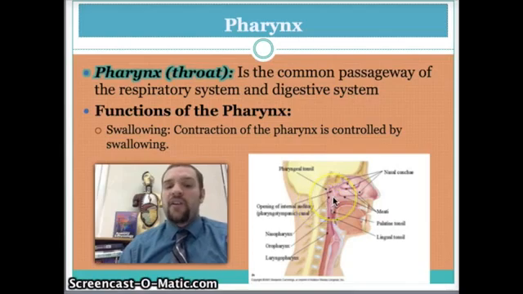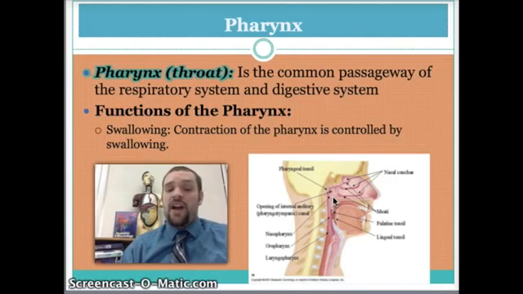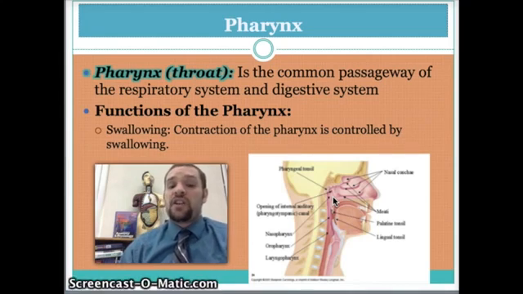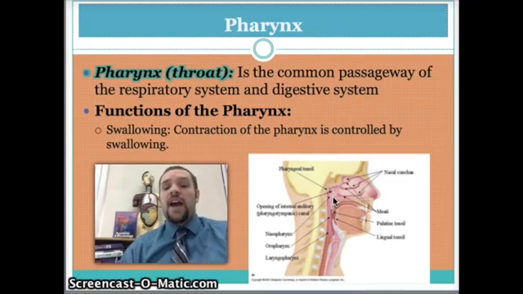When you think of your pharynx, that is actually what we call your throat. This is going to be the common passageway for your respiratory system and also your digestive system. So we're going to find out that food and air both go down this passageway of your pharynx. When we look at the function of your pharynx, it's really important for swallowing. We have contraction of the pharynx, and as we contract it, you swallow. So when you swallow, that's a contraction of this pharynx.